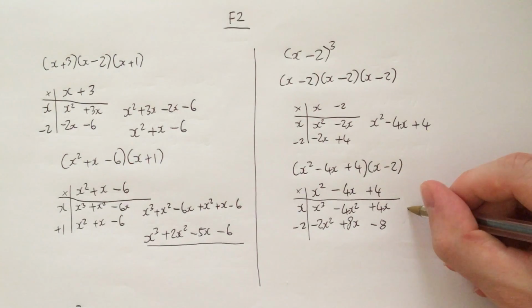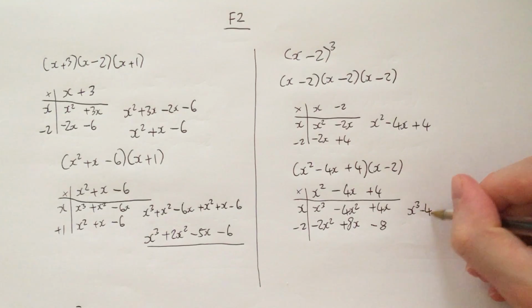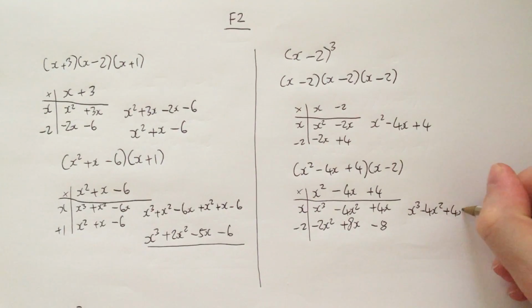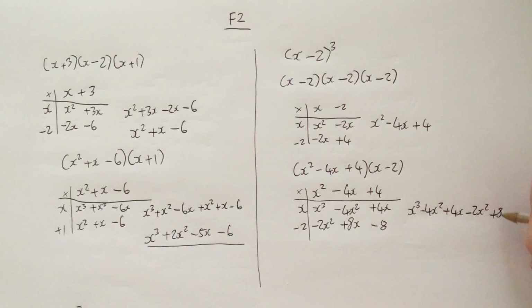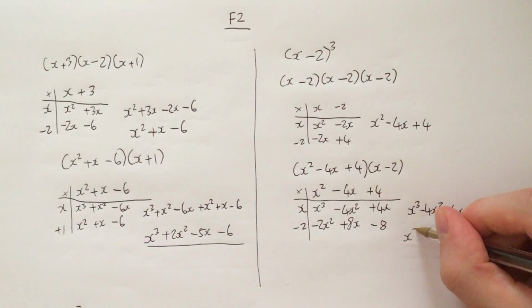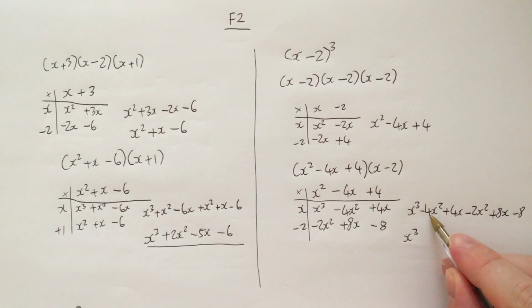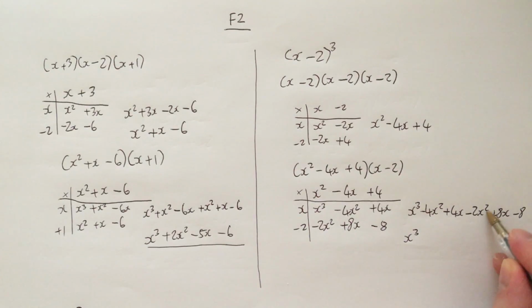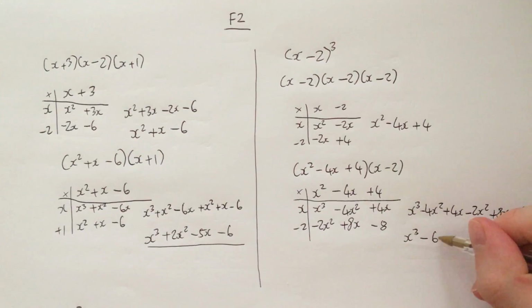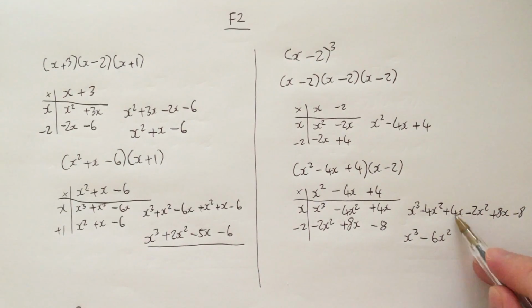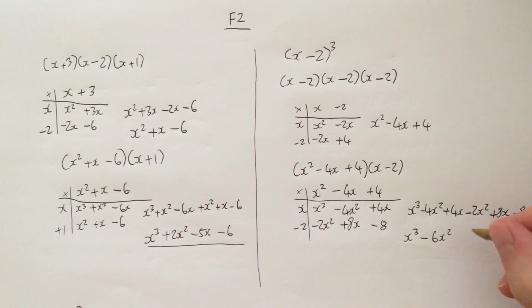So I'm going to rewrite that down. X cubed minus 4x squared plus 4x plus, so minus 2x squared plus 8x minus 8. X cubed is by itself. Negative 4x squared. Is there any more x squareds? Yes, there is there. So negative 4x squared take away 2x squared is negative 6x squared. Positive 4x plus 8x is plus 12x, and the minus 8 is by itself there.